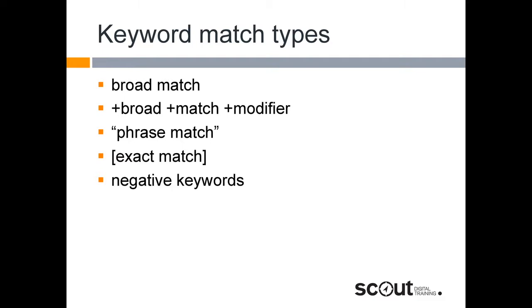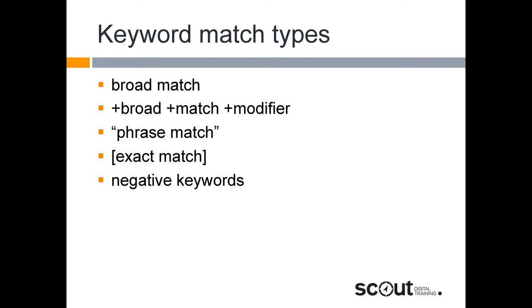So with broad match modifier, you can put a plus in particular keywords and say only match this keyword with particular phrases that definitely include this one or more keywords. So broad match modifier is a really great way of potentially being considered for lots of different searches, but only if they definitely include certain keywords.